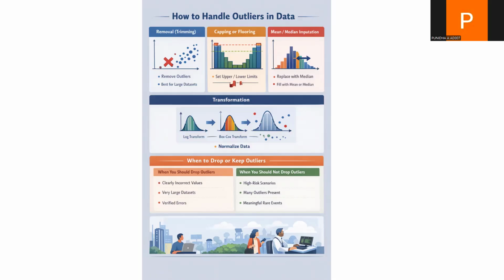When to drop or keep outliers? Dropping outliers should be done cautiously and only when there is clear evidence that they result from errors rather than real observations. While some outliers arise from data entry or measurement mistakes, others represent meaningful rare events, so their cause must be carefully examined before removal.